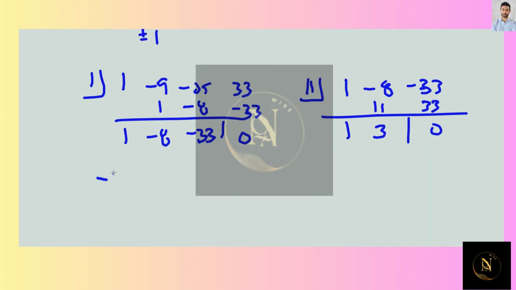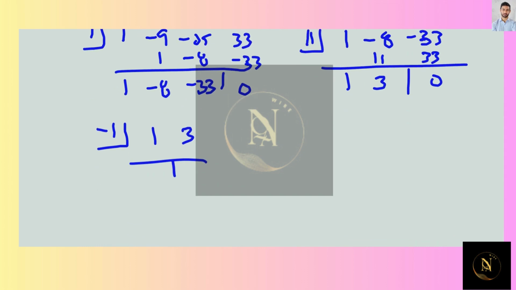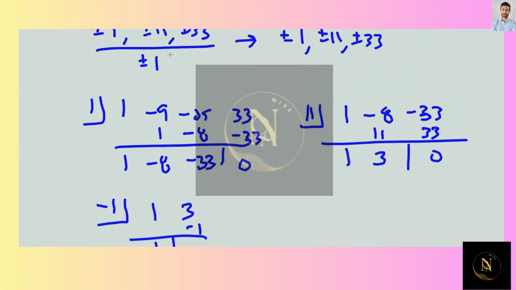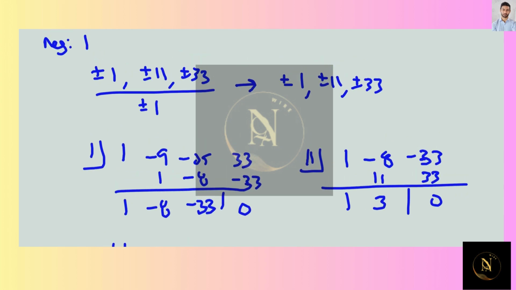Let's see if negative 1 is a 0. Drop down the 1, multiply, add. Negative 1 is not a 0. Oh, shoot. I forgot 3. Positive and negative 3 could be here as well. Sorry about that.